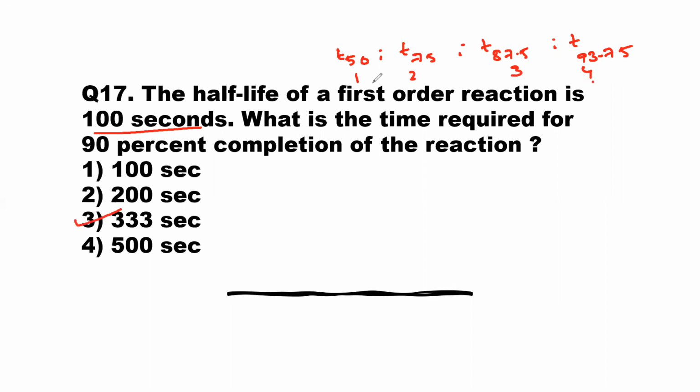300 to 400, because the ratio is 1:3 and 1:4. So 100 three times is 300, 100 four times is 400. So it should be 333 seconds. So in this way you can do a shortcut.